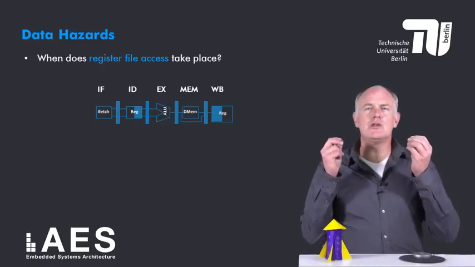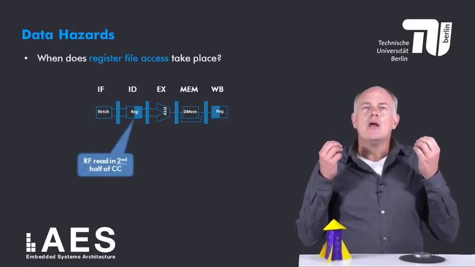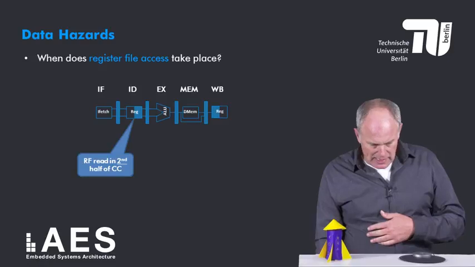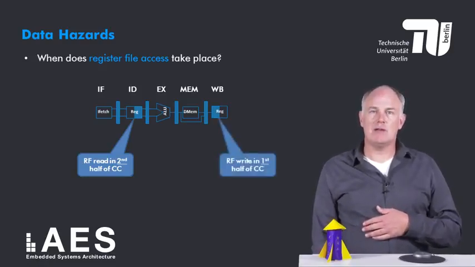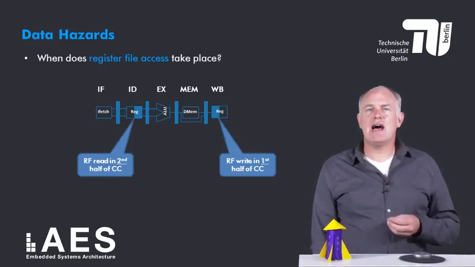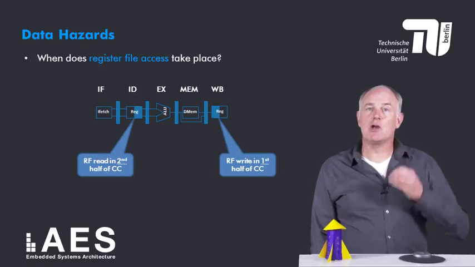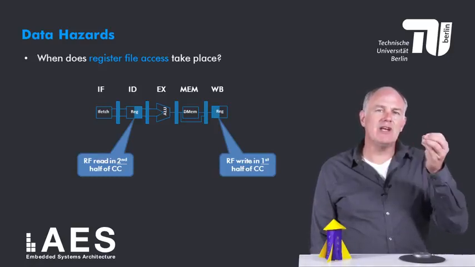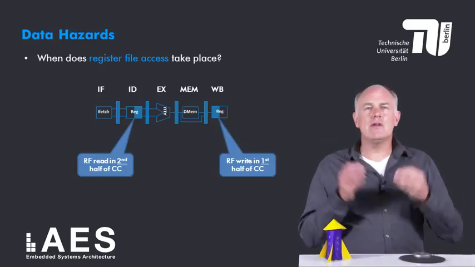No, it was done to emphasize that the register file read takes place in the second half of the clock cycle, and the register file write takes place in the first half of the clock cycle. So if instruction I reads a register that instruction J writes in the same clock cycle, then instruction I will read the value written by instruction J. Note that this is just an assumption.